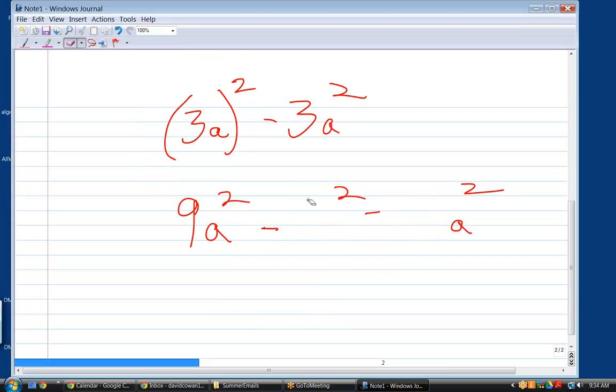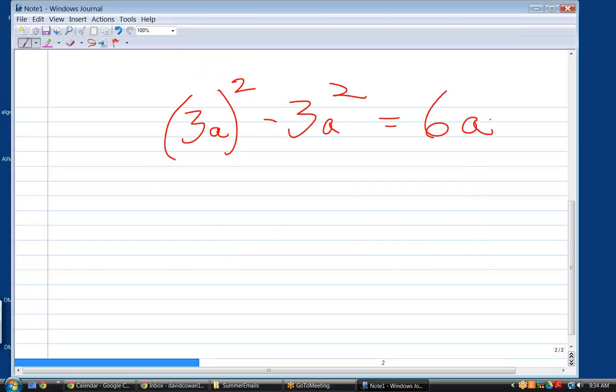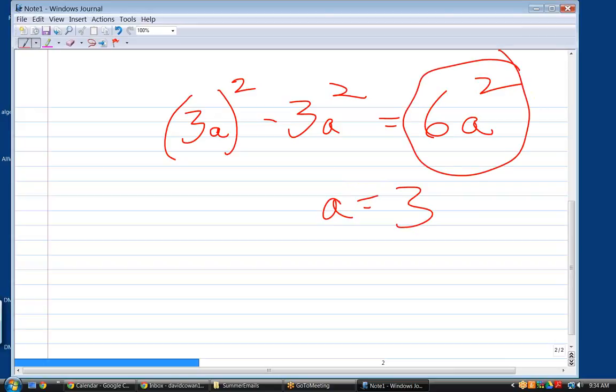Now, their original question said, what is this? Let's see. So we know that that's equal to 6A squared. Now, when A equals 3, what is that equal to? 18 squared?